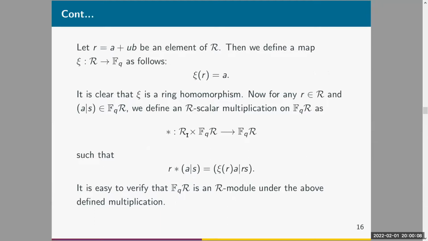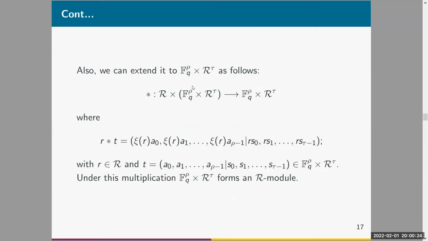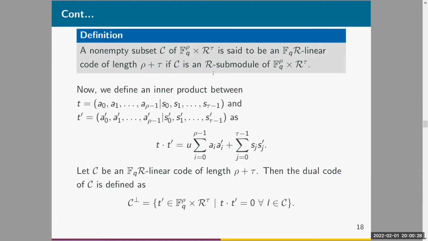That is, star is defined from R to FqR defined by R star AS is xi R A RS. Then it is verified that this ring R is an R module under this defined multiplication. So we can also extend this multiplication to FQ rho cross R tau. A non-empty subset C of FQ rho cross R tau is said to be an FqR linear code of length rho plus tau if C is an R submodule of this ring.